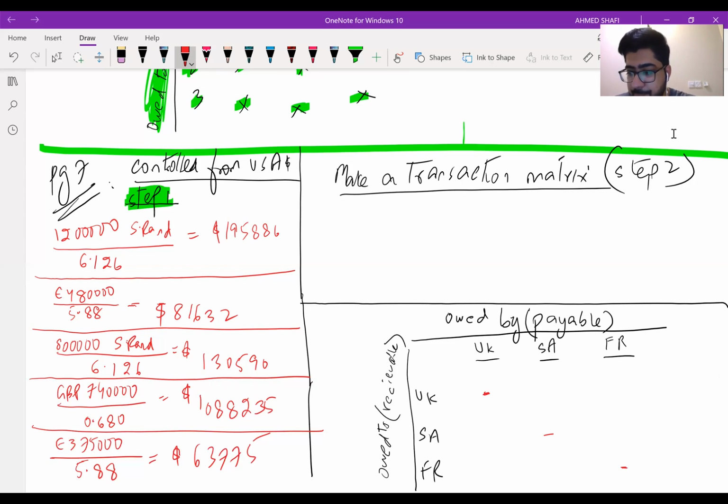What is the first transaction? The receivable is UK, and the payable is South Africa. So note this transaction at the intersection of South Africa and UK. Receivable is UK and payable is South Africa. How much is this transaction? 195,886. The first one already converted. 195,886 right here.